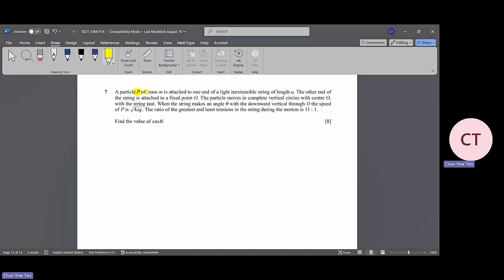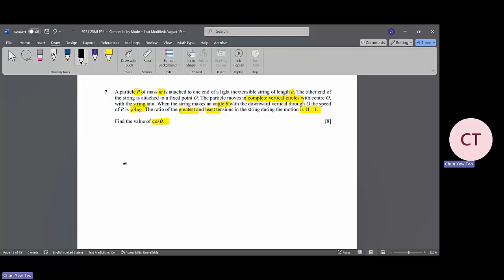We have a particle P of mass M attached to the end of a light inextensible string of length A. The other end of the string is attached to a fixed point O. The particle moves in a complete vertical circle with center O with the string taut. When the string makes an angle theta with the downward vertical through O, the speed of P is square root of 4ag. The ratio of the greatest and the least tension in the string during the motion is 11 to 1. Find the value of cos theta.